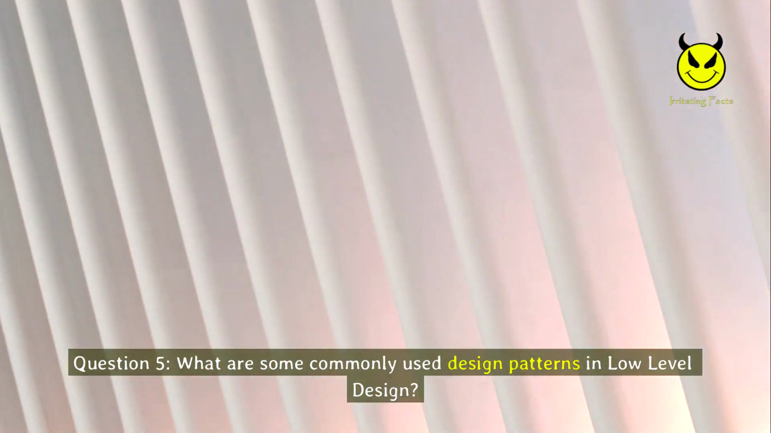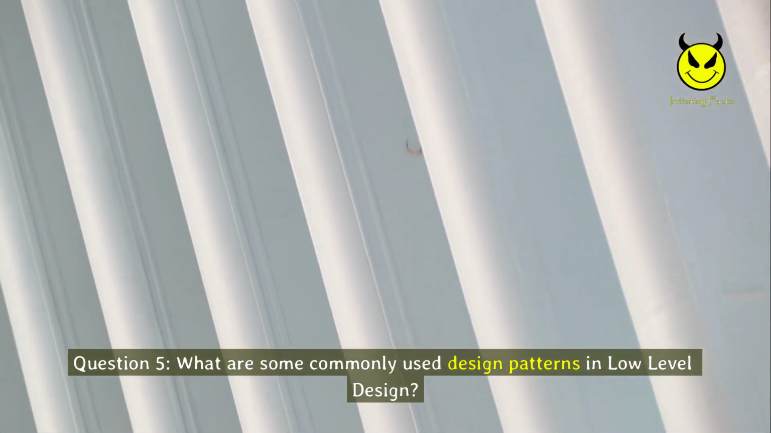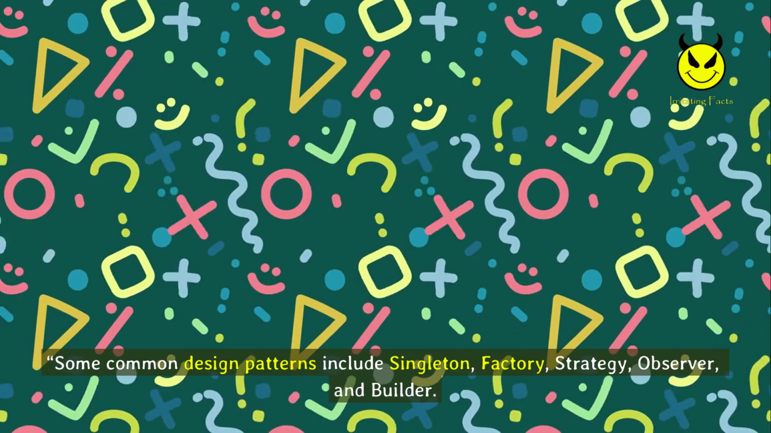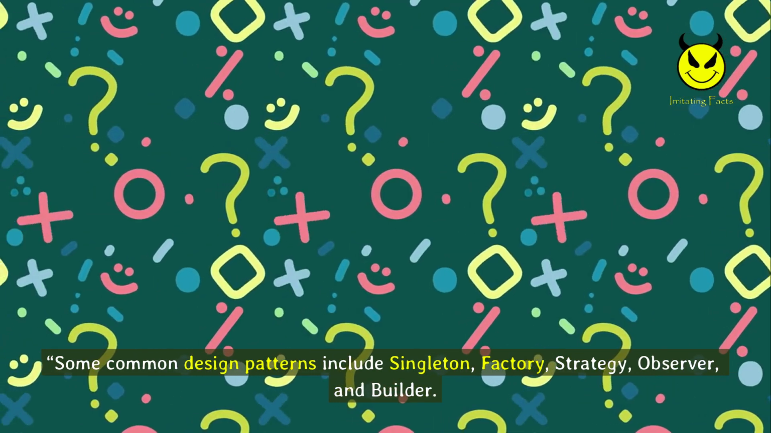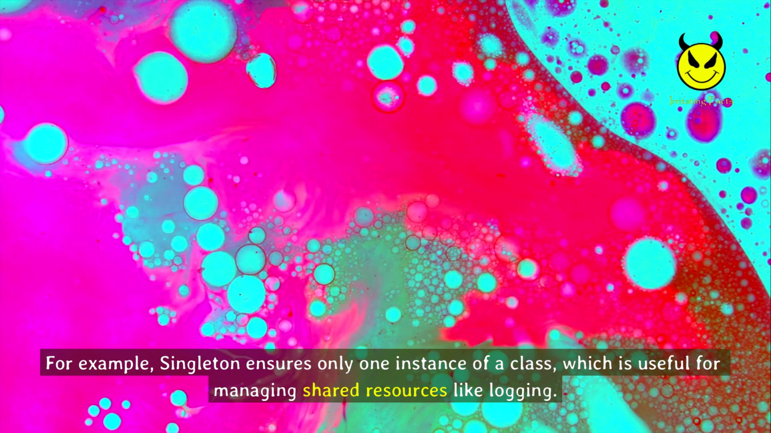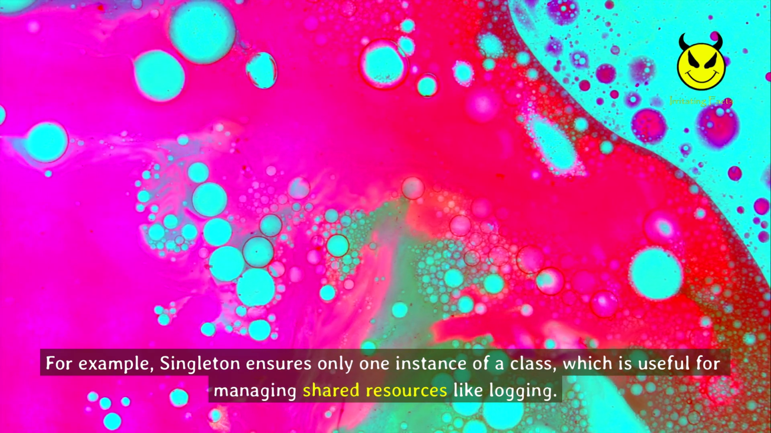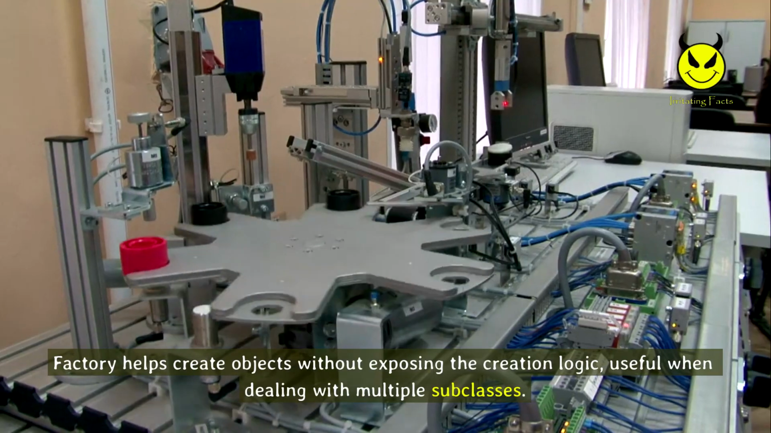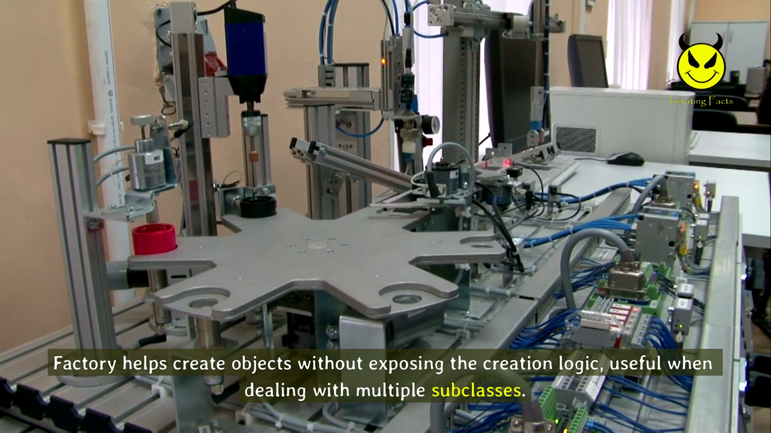Question 5. What are some commonly used design patterns in low-level design? Here's the answer. Some common design patterns include singleton, factory, strategy, observer, and builder. For example, singleton ensures only one instance of a class, which is useful for managing shared resources like logging. Factory helps create objects without exposing the creation logic, useful when dealing with multiple subclasses.